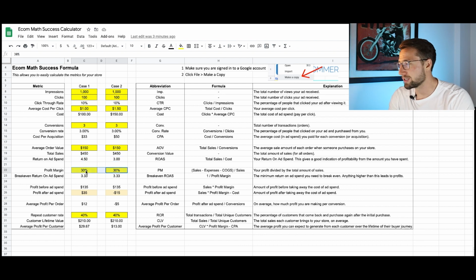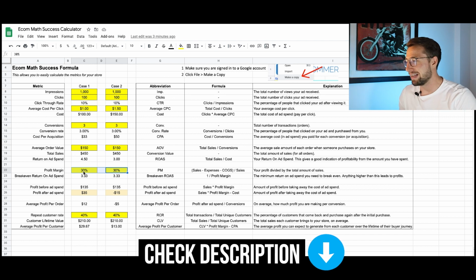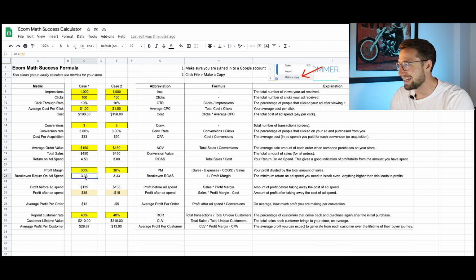The next thing here, we have profit margin. So this is something that you can put in for yourself. I've got a big video on how to calculate this. I provide you guys a template to calculate that. That's really important because putting that in lets the spreadsheet calculate your break-even return on ad spend.